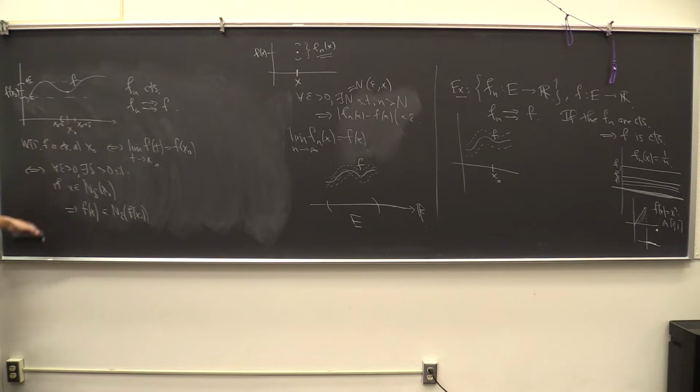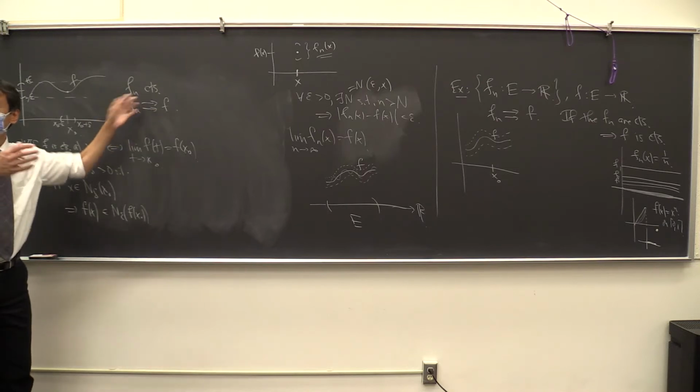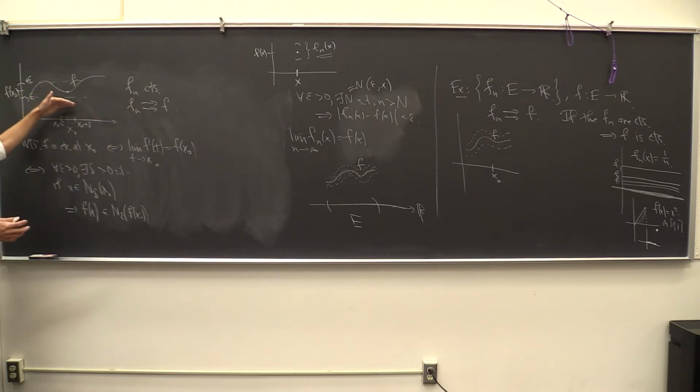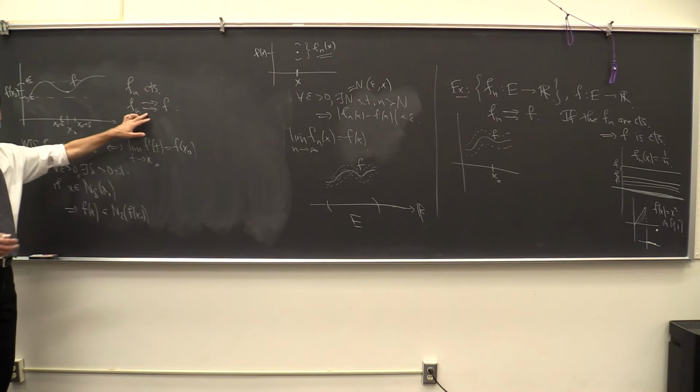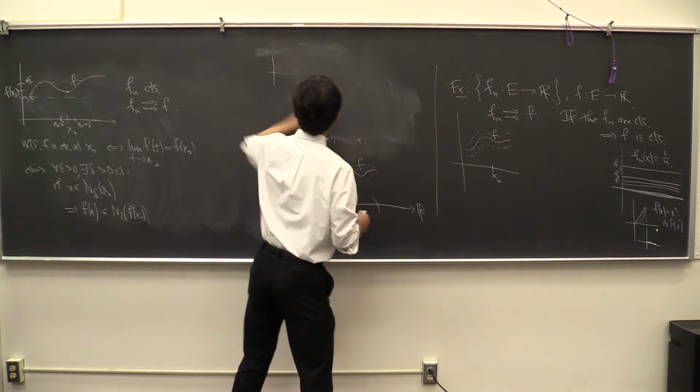Okay. So let's think like this. If we can make them as close to f as we desire, then they're basically f. And if they're basically f and they're continuous, then f ought to be continuous. So that's your intuition. It ought to work out because we can make these guys as close to f as we desire. So let's try to put that intuition into action.